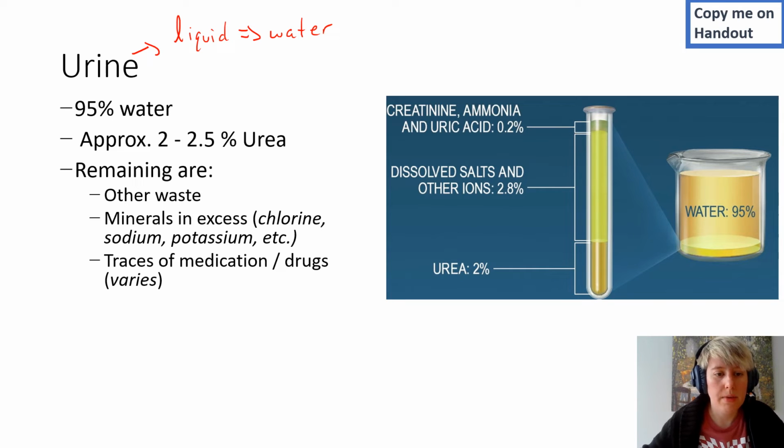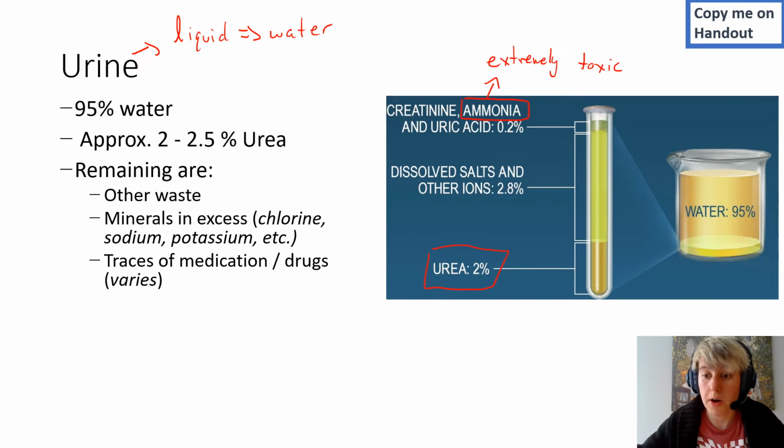Now, what we're going to talk about a little bit more is what urea is. So urea is actually a mineral. It's a chemical from the breakdown of ammonium. Now, ammonium is actually extremely toxic to the body. So when ammonium does get produced, it very quickly gets broken down into urea.